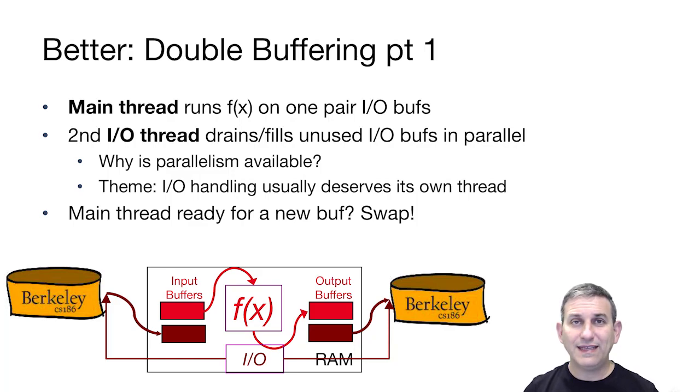Once you get comfortable with the idea of streaming data through memory, the next optimization we can apply is what's called double buffering, and so we'll look at that next.